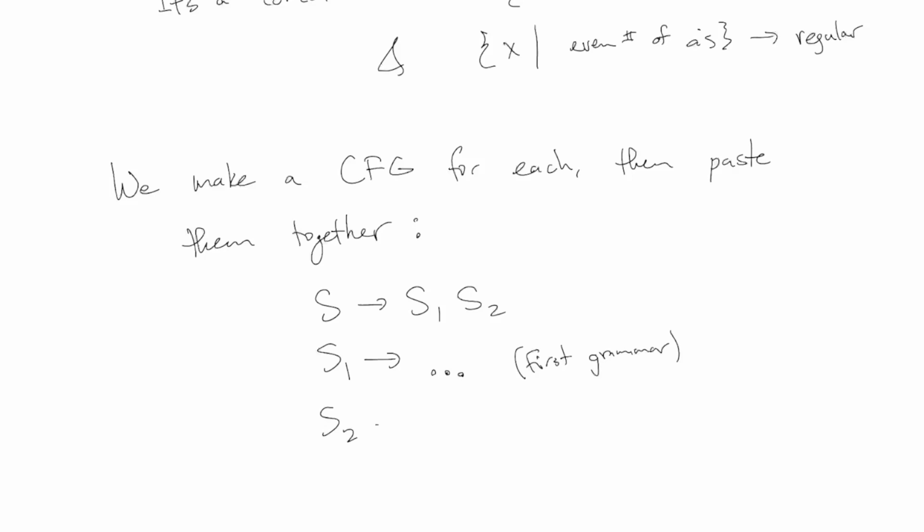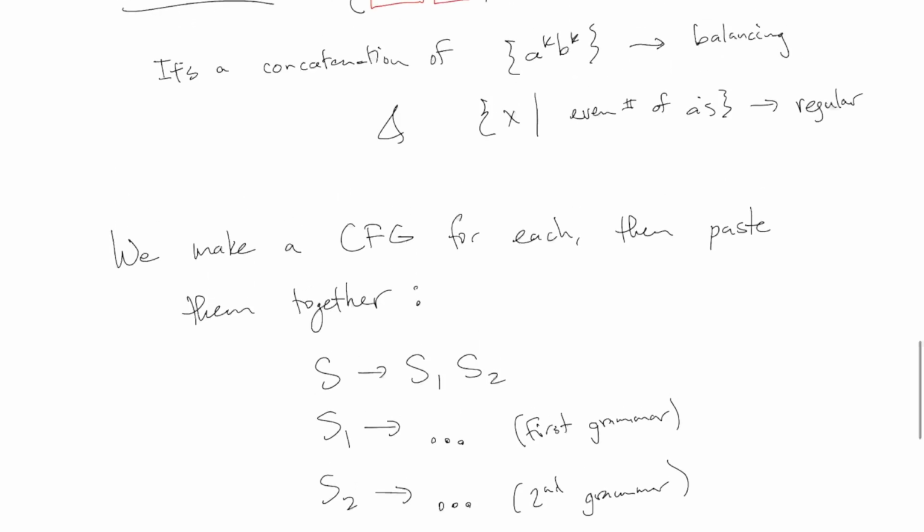And then S2 goes to whatever. This is the second grammar. The idea is you have two grammars for two different languages, and this is how you paste them together to make a single grammar for the concatenation language. You just stick those two symbols together, and then you paste together these two grammars over here.